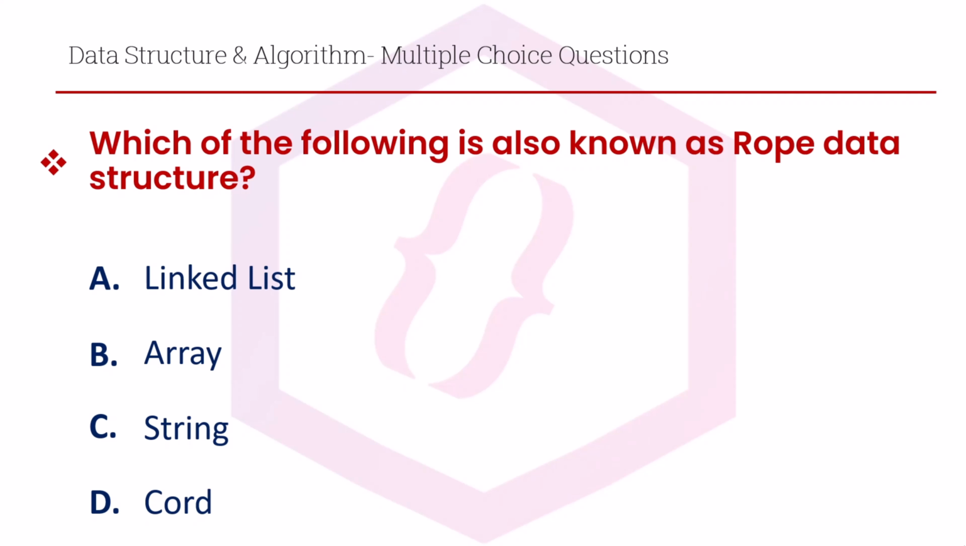Which of the following is also known as rope data structure? Option A, linked list. Option B, array. Option C, string. Option D, chord. The correct answer is option D, chord.